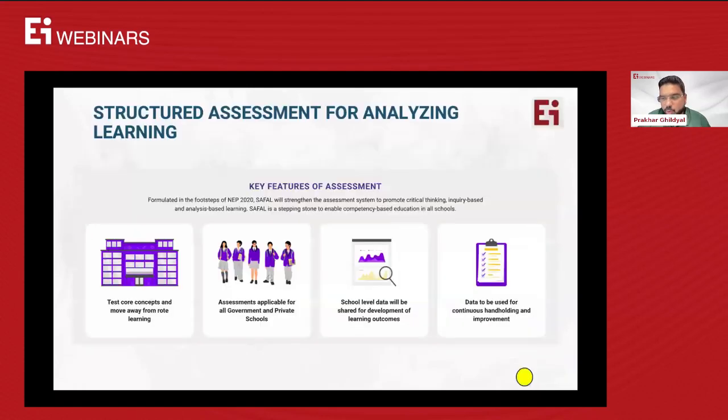It talks about testing core concepts and moving away from rote learning. Are you testing what is important? Also, are you testing in unfamiliar contexts? And they're saying this is mandatory for government and private schools, any CBSE school as of now.